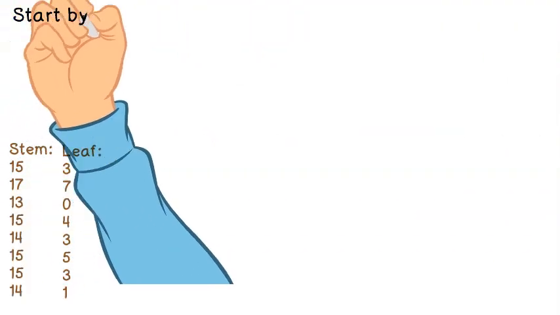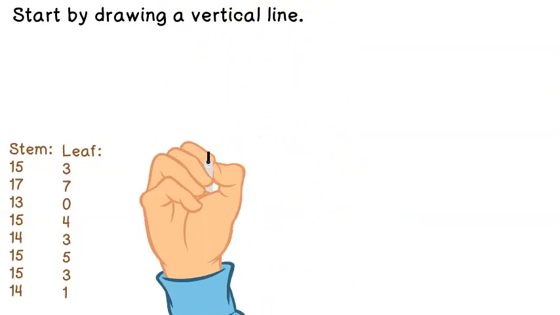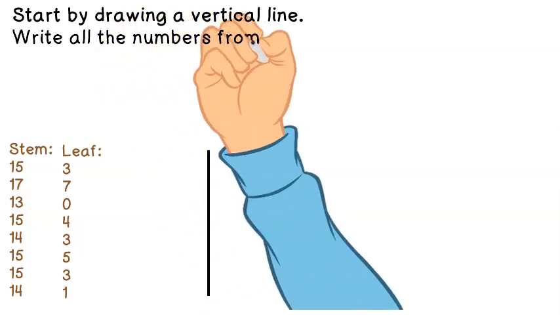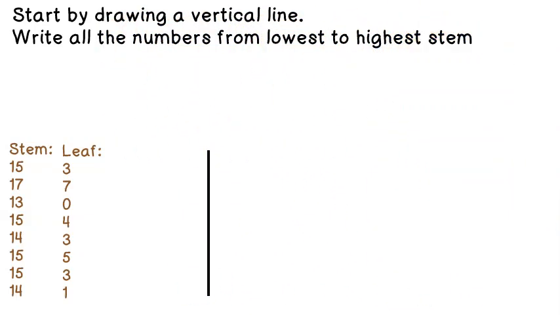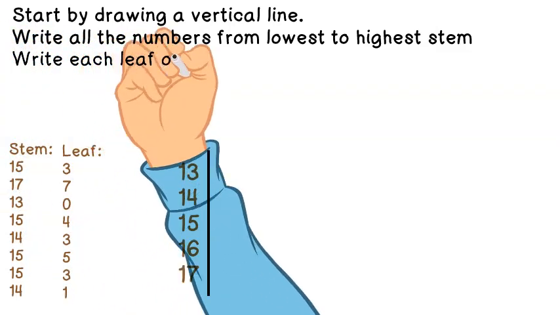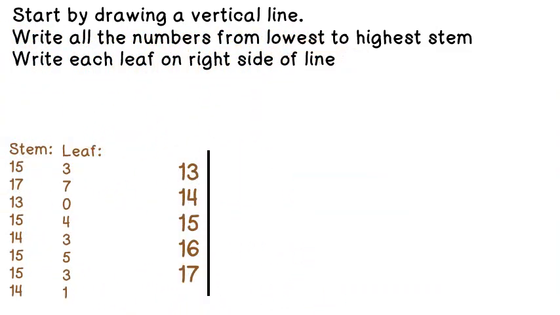Now, to actually make the stem and leaf plot, we write down all the stems and leaves, and we draw a vertical line. Then we start at the lowest stem number and the highest stem number, and we write all the numbers from the lowest to the highest on the left side of the line. Notice that 16 is still written even though it is not any of the stems, because we need to write all the numbers from the lowest to the highest.